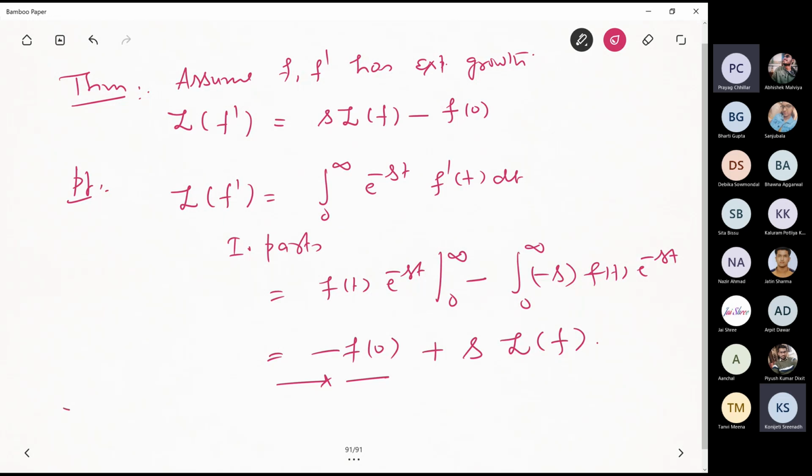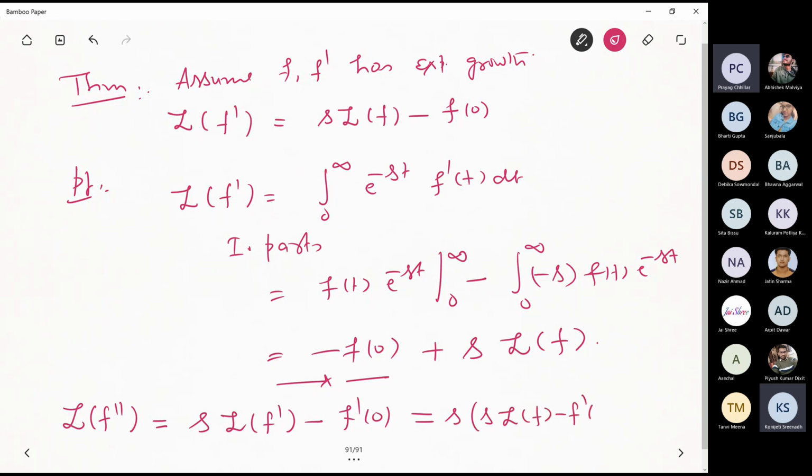This can be used for writing L of f double prime, for solving a second order equation. So this is s into L of f prime minus f prime 0 at the first step, and again applying the same thing, we get s into L of f minus f0, minus f prime 0.